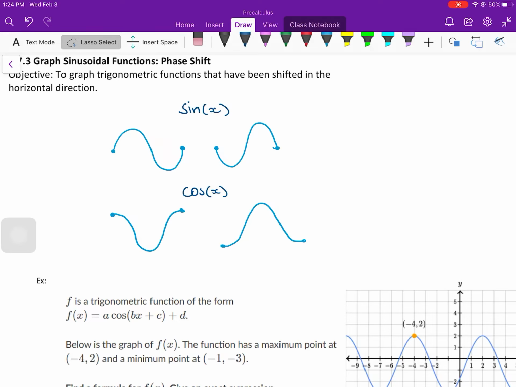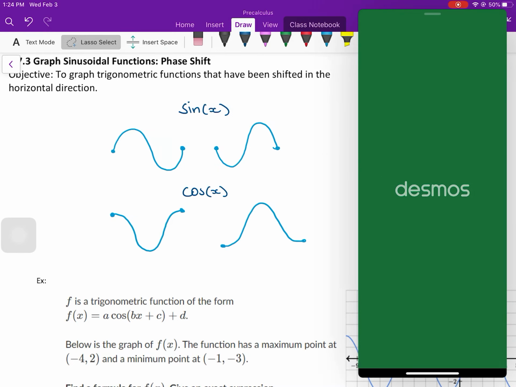So now we're going to be dealing with, can we write the equation of sine or cosine shifted to the left or to the right? So before we begin, I do want to just bring up, what is that phase shift all about?